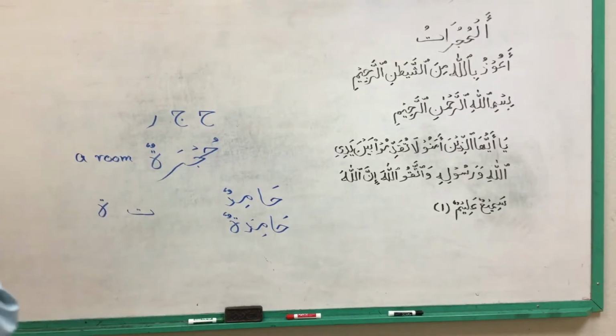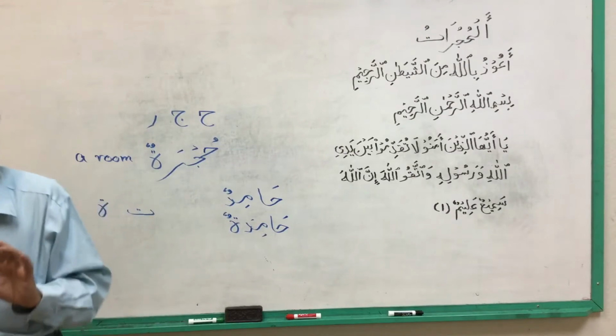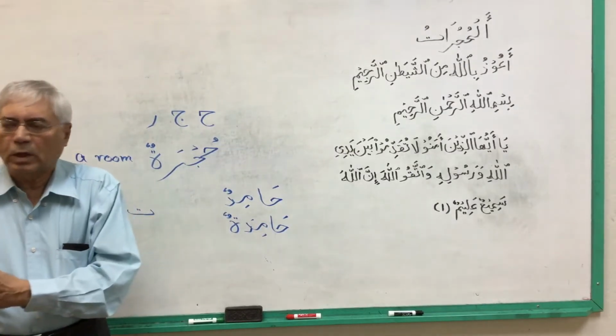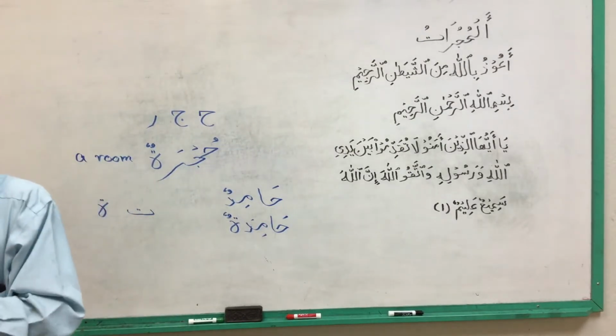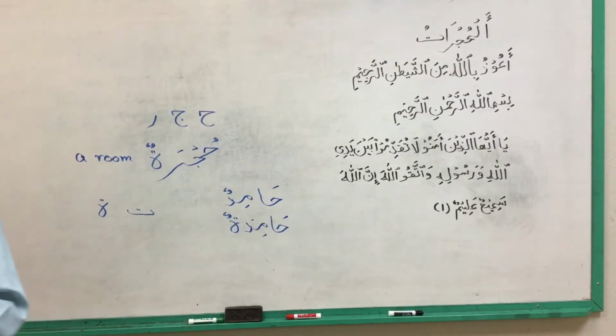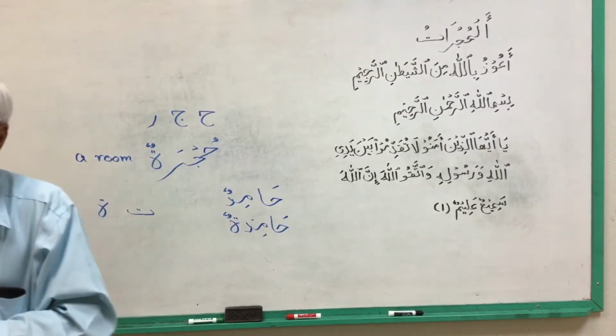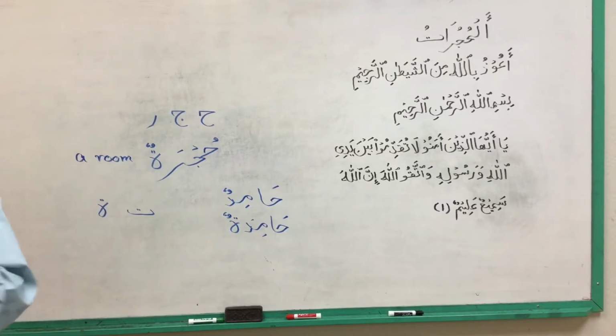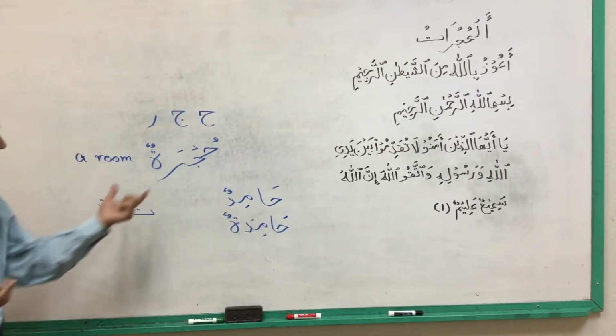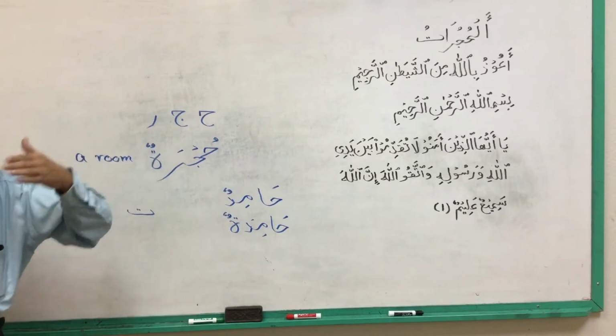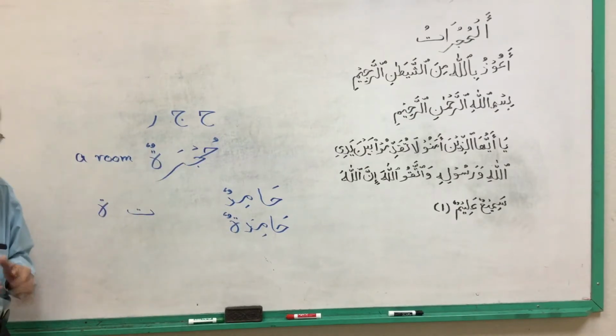Okay, so every word in Arabic is either masculine or feminine. There is nothing in between. In English you have feminine and masculine and you have it, he, she, or it. In Arabic there is no it, but the word by itself is feminine or masculine, and accordingly we will use the pronoun for that. So just keep these few basic things in mind.